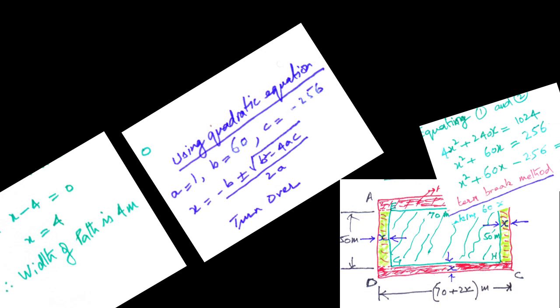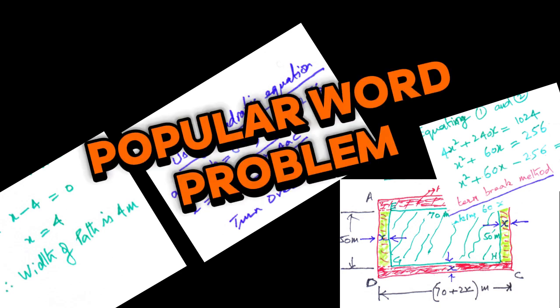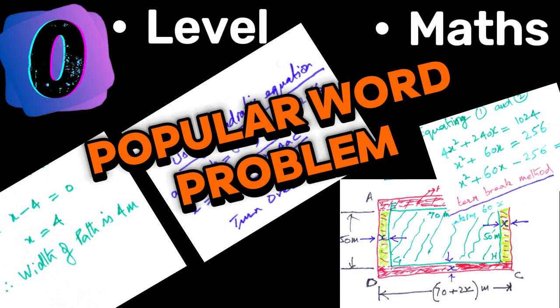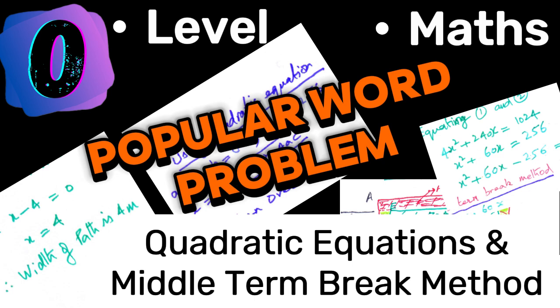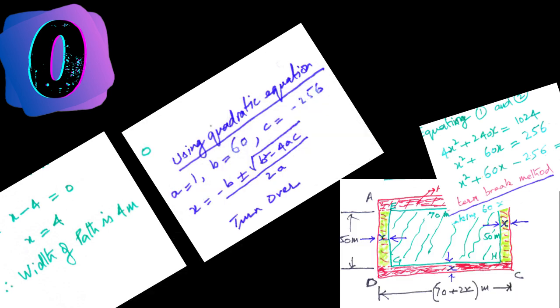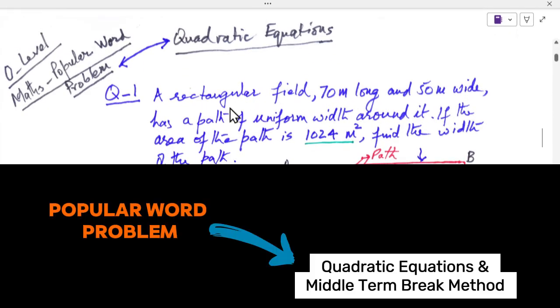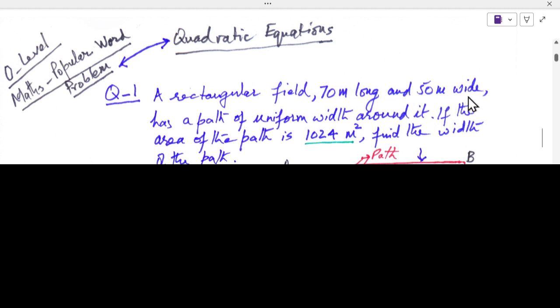Today we are going to do a popular word problem of O-level maths, which is also dealt by quadratic equations. The problem reads that there is a rectangular field which is 70 meters long and 50 meters wide and has a path of uniform width around it. If the area of the path is 1024 meters square, find the width of the path.